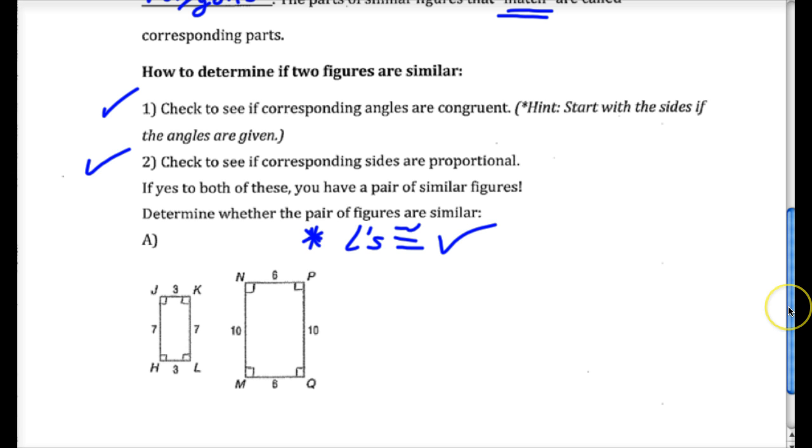Now, you've got to see if the sides are proportional. Devin, give me one side of the small rectangle. JK. Give me the actual length of it. Just 3. Okay? Because I read things left to right, I'm going to put small over big. And Devin said 3 over. Now we're going to do a proportion here. Devin, what side goes with 3 in the big rectangle? 6. Genius. So everybody put 3 over 6.